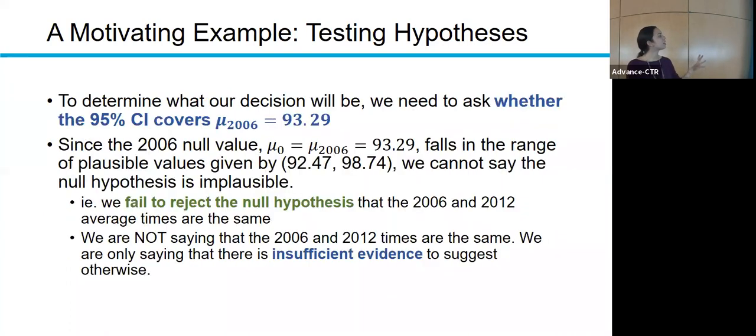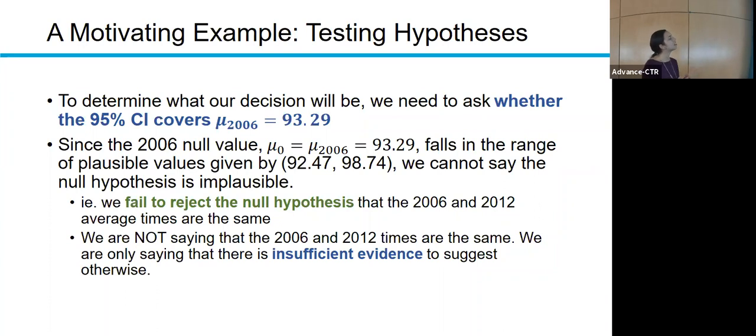So the way in which we link confidence intervals and hypothesis testing is that to decide what the outcome of our hypothesis test is going to be, we need to ask ourselves, okay, does the 95% confidence interval for the average time in 2012 include the average time in 2006? And as you may have noticed, it does in fact include this value. And so what this tells us is that we cannot say that the null hypothesis is implausible, because the null value, which is 93.29, falls within the plausible range for the average time in 2012.